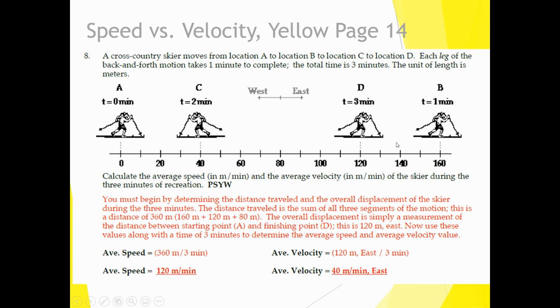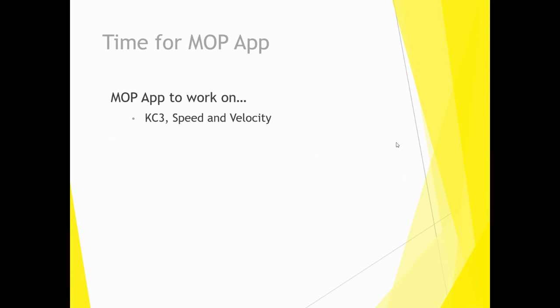So now what I'm going to have you do is work on your MOP app, which is KC3, speed and velocity. And again, KC is kinematic concepts. So this one is going to be very similar to what we've just been going over on this worksheet. And good luck. If you have any questions, send me some screenshots.